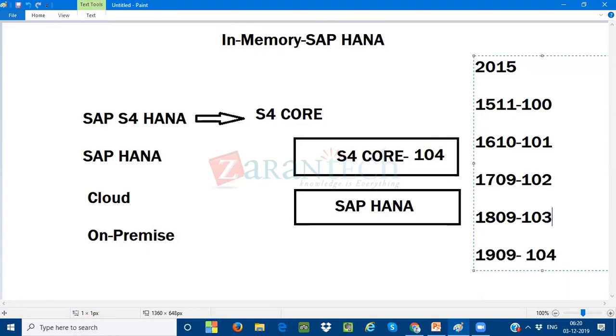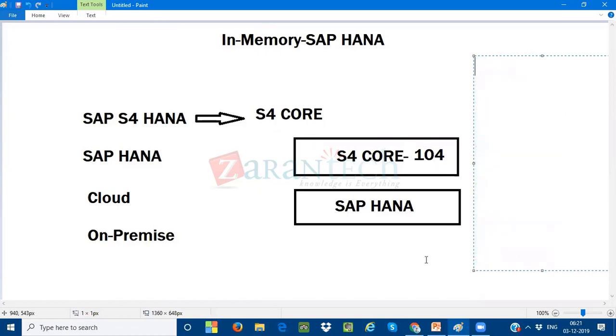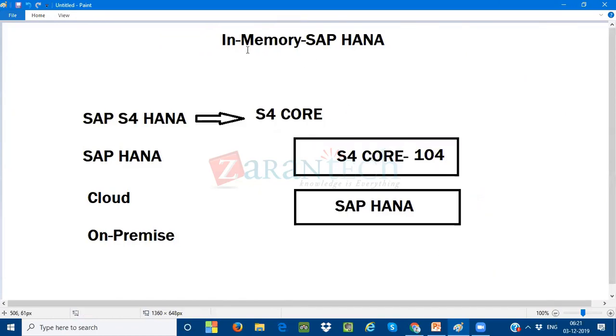So just go back to my last class, where I gave the differentiation. I told you what the SAP Business Suite is, what the SAP Business Suite on HANA is, and what SAP S4 HANA is. Now the concept is very clear. When I go into the concept of SAP HANA as a database, I call it an in-memory database. I call it an SAP HANA database.